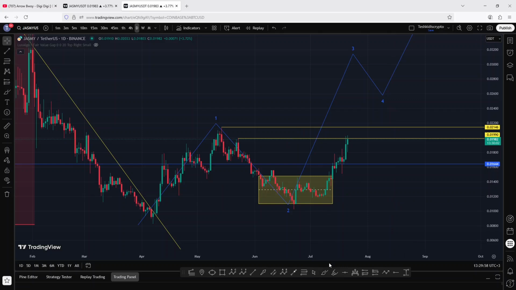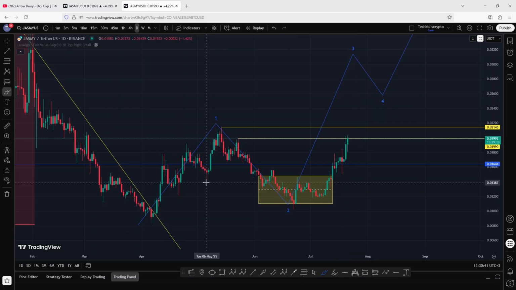Jasmy at the time of this recording continues to see higher prices, and we are now attempting a break above a horizontal line of resistance above the 0.0199 here on the daily chart. And on today's update video, I will be discussing the Fibonacci key areas of supports that we need to continue holding above, and above all, also discuss the key areas of resistances that we need to see a break above. So make sure that you stick around till the end of the video.